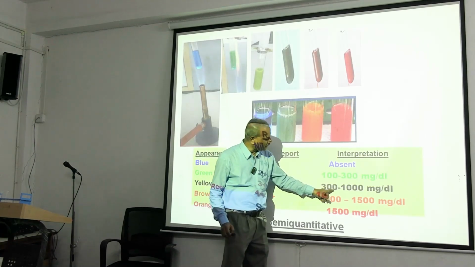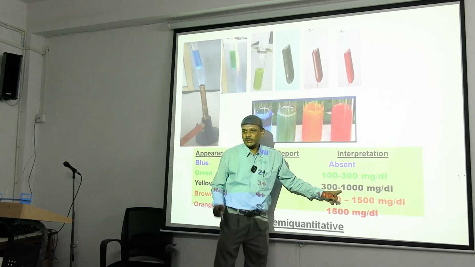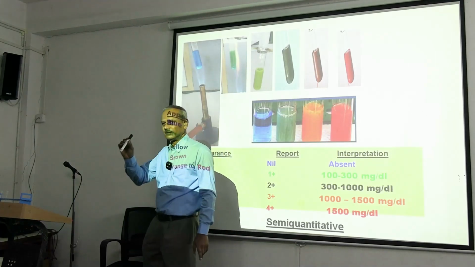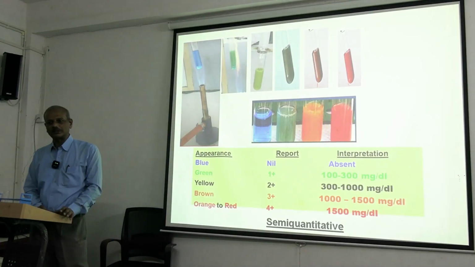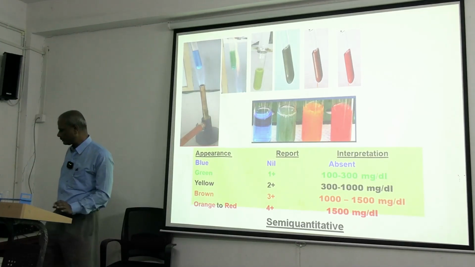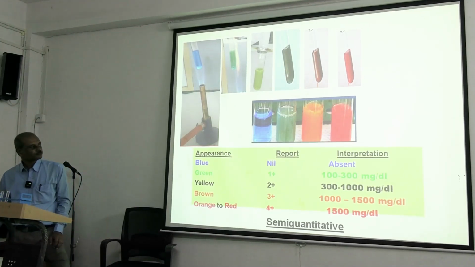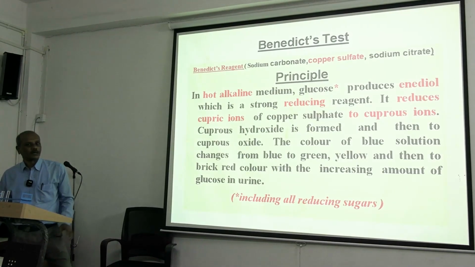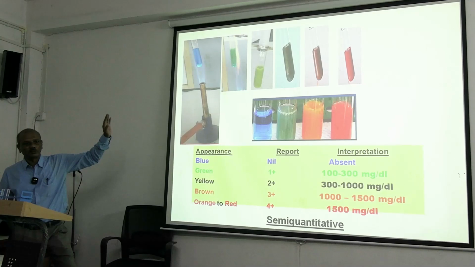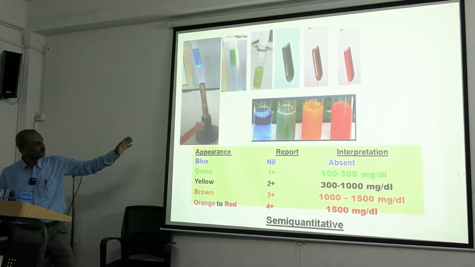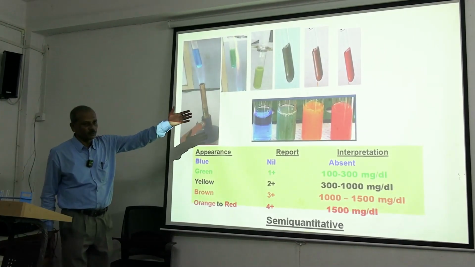The figure can be somewhere between 300 to 1000. So it is not quantifying exactly. That is the reason Benedict test is called a semi-quantitative test. It's a qualitative test, but it is also a semi-quantitative test basically. So write down this principle. Normally this part is told later. I am telling you so that you have understood what you will do.